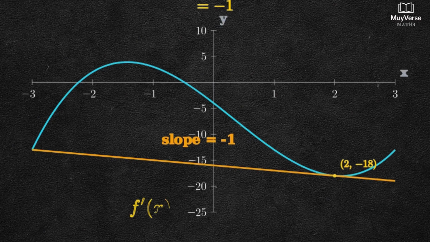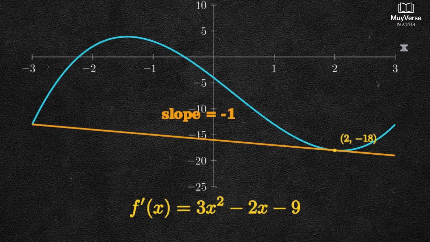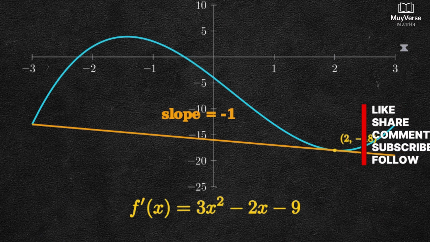Final result. The gradient function is f prime of x equals 3x squared minus 2x minus 9. Use it to find the slope at any x value instantly.